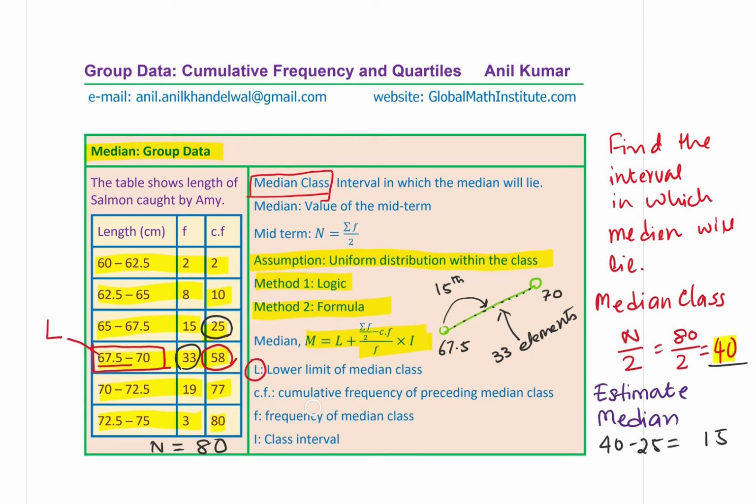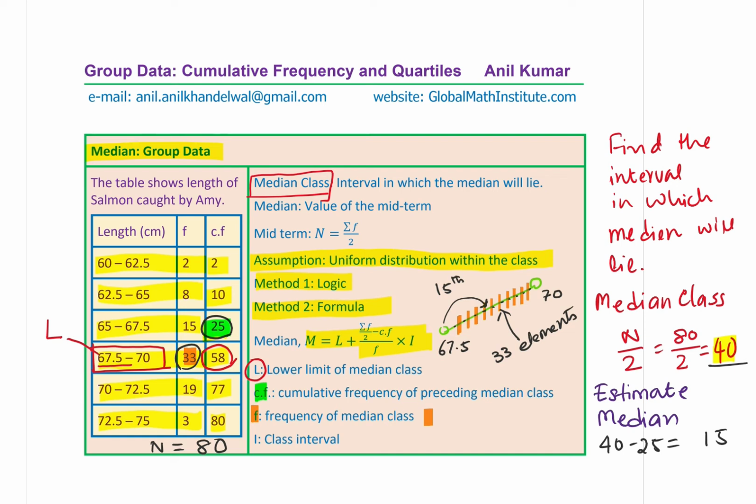Cumulative frequency of the preceding median class. So the cumulative frequency will be the cumulative frequency of the preceding interval, which is 25. We know 25 numbers are before this interval, correct? F is the frequency itself. This shows frequency 33, the numbers within the median class. We're not talking about these points, you get the idea, which are uniformly distributed. And L is the class interval.